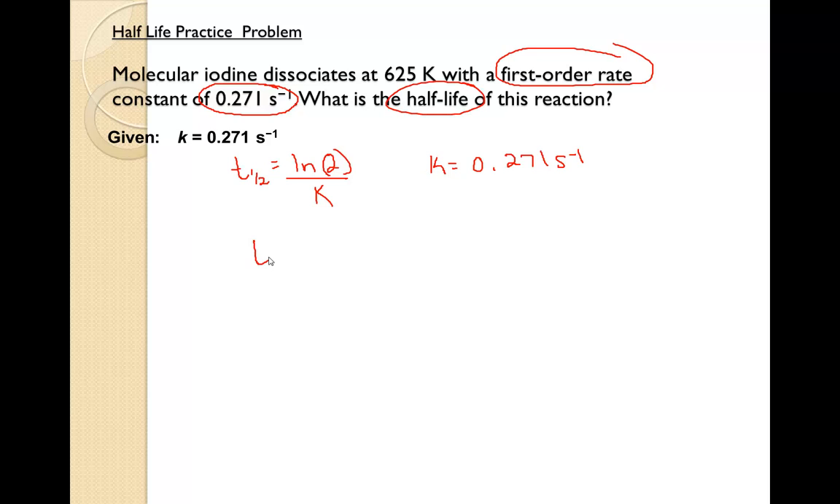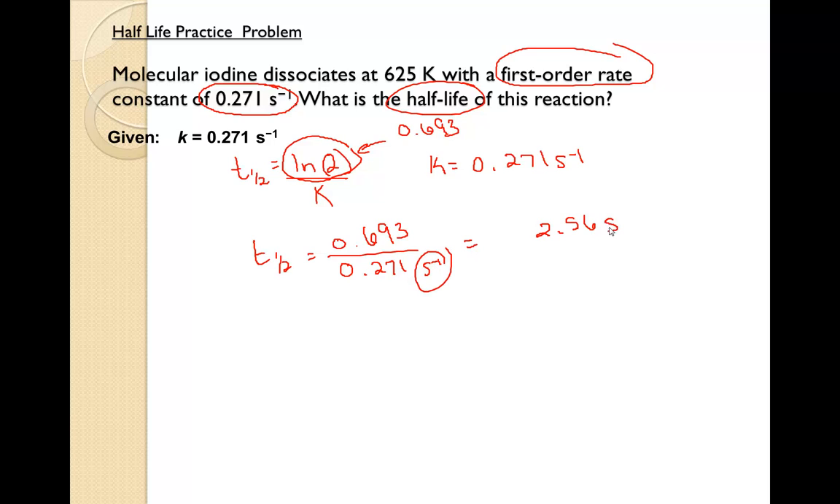So, t of 1/2, this ln of 2 can be put into your calculator, and it will always come out to be 0.693, divided by the rate constant, and that comes out to be 2.56. Because the rate is in per second, that means that's how many seconds there are.